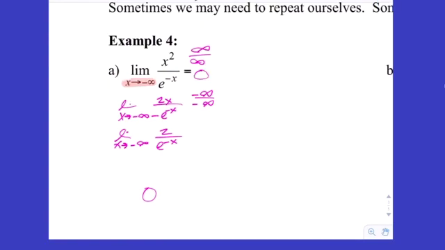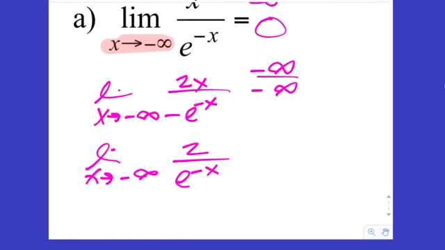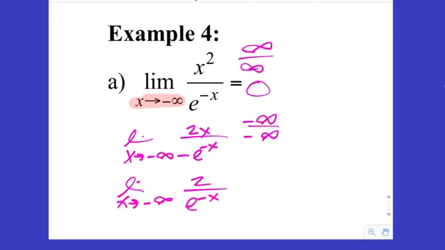Sweet. So we did get 0. We verified what we knew to be true, but notice we did have to do 2 iterations of L'Hopital's rule. Sweet. Questions or comments on that? All right. Kitty litter.